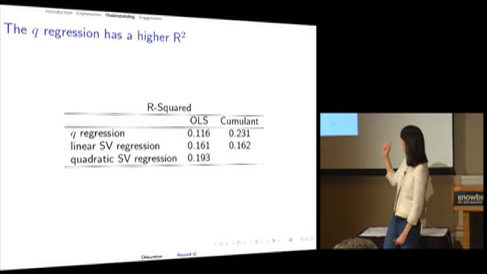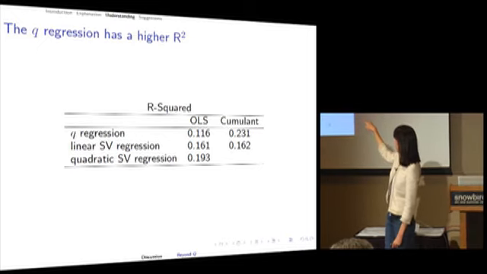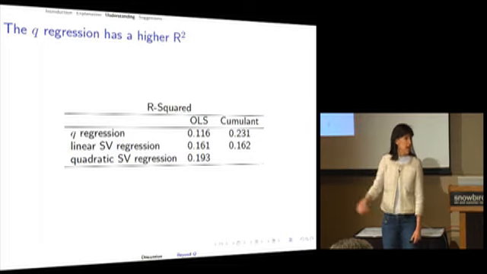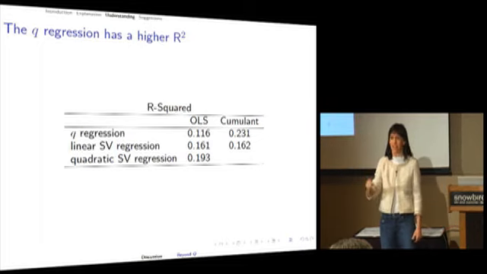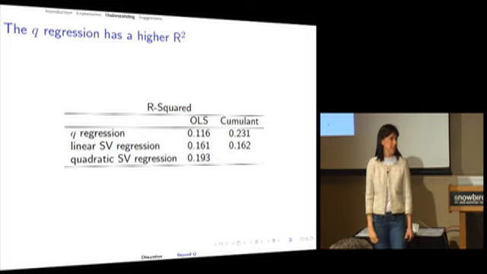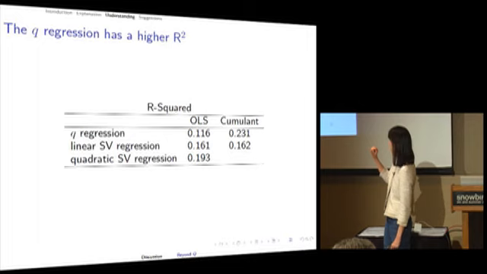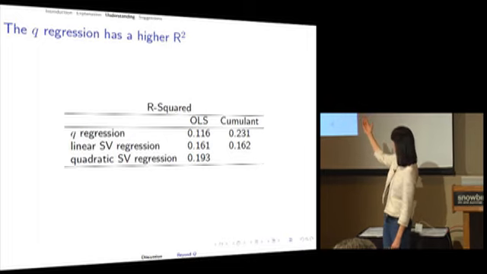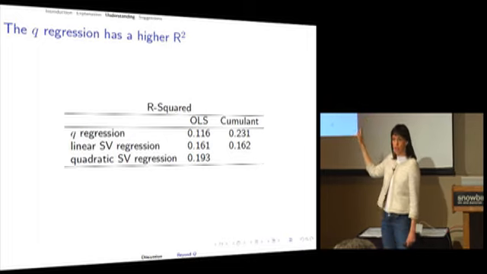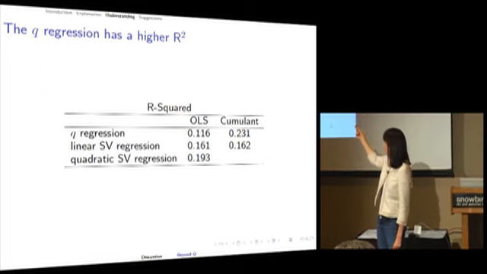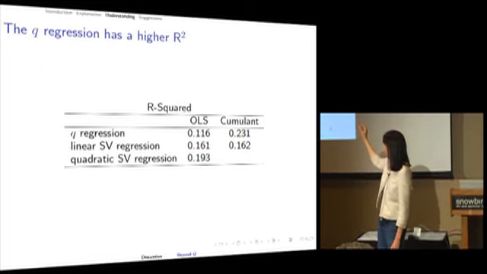Okay, so here are my results. 2 columns, OLS estimates and cumulant estimates. OLS estimates, I replicate what they did. I cannot get their R-squareds, I can't get R-squareds that high. I have no idea what they did, but at least I get the qualitative stuff. Q regression, the OLS R-squared's lower. I do the linear state variable regression, I get a higher R-squared. I do a quadratic state variable regression, I get a slightly higher R-squared.